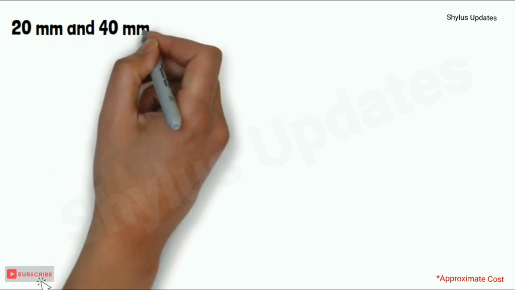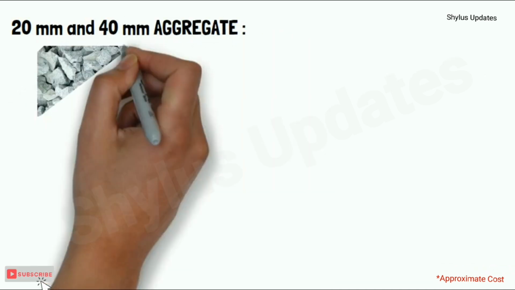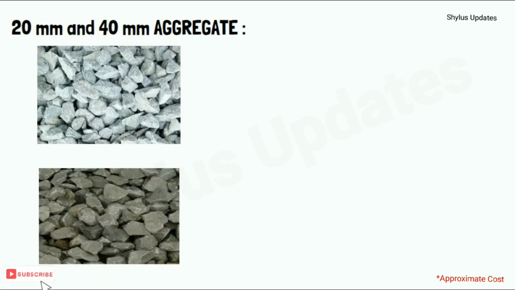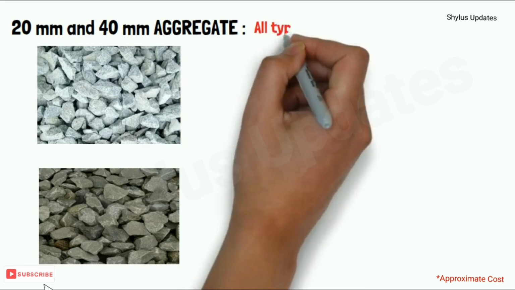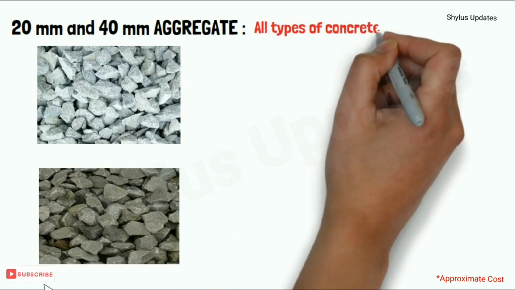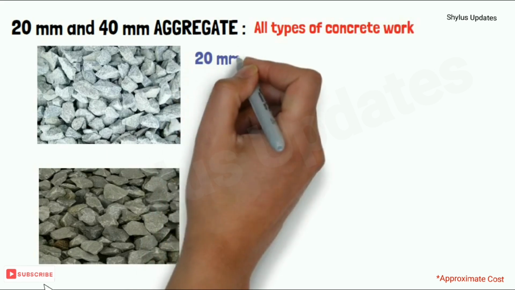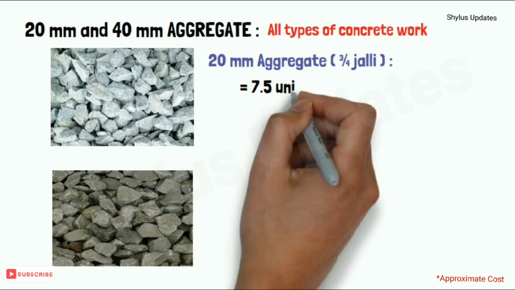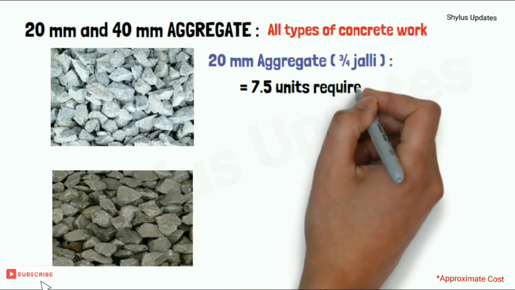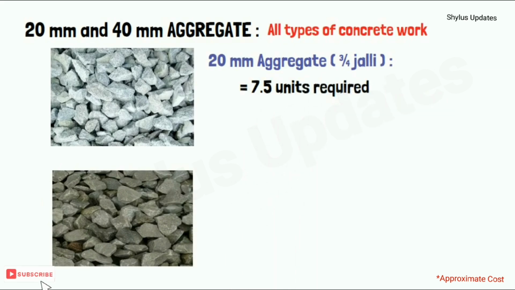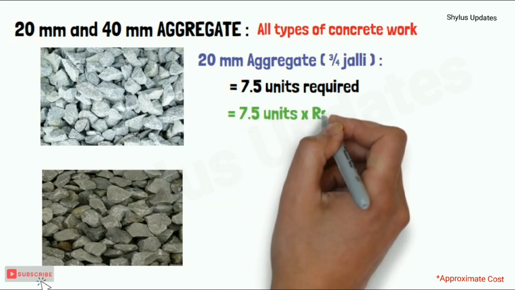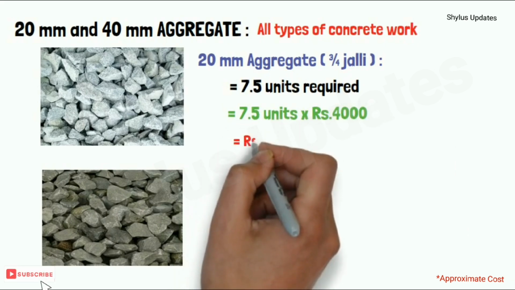20 mm and 40 mm aggregate. These aggregates are used in all types of concrete work. 20 mm aggregate. For 500 square feet house, 7.5 units of 20 mm aggregate are required. The current market rate of 20 mm aggregate is rupees 4,000 per unit. When you multiply 7.5 units into rupees 4,000, you get rupees 30,000.